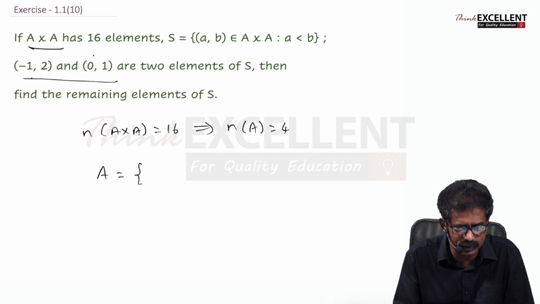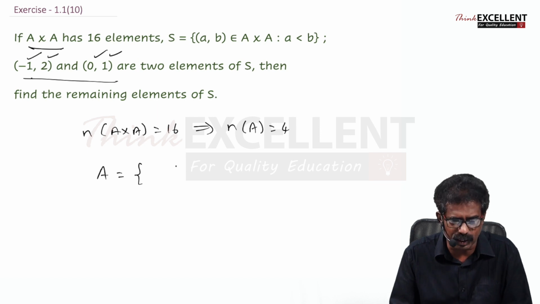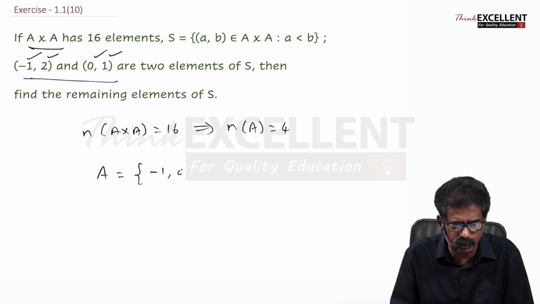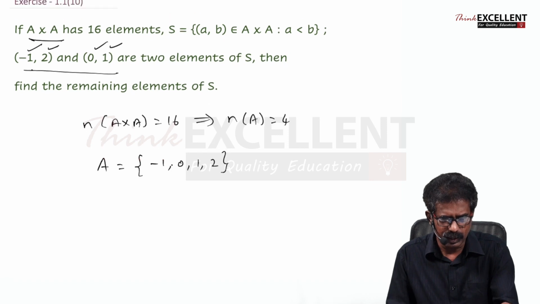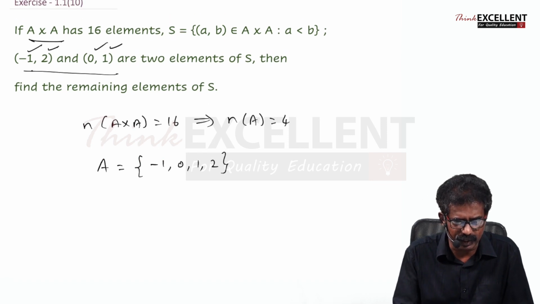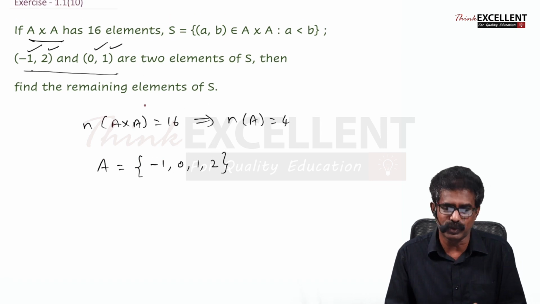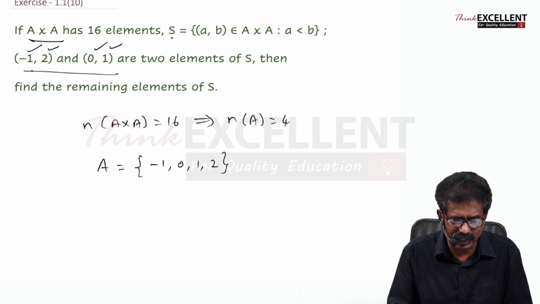So you can say what is A. What are the 4 elements? 0, 1, minus 1, 2. You write in order. Smallest number is minus 1. Minus 1, 0, 1, 2. Listen very carefully. This is a little bit different. You have to be very careful. So now, S equals, please listen carefully. They didn't ask you to find A alone. A, you got it. Now we have to find S.